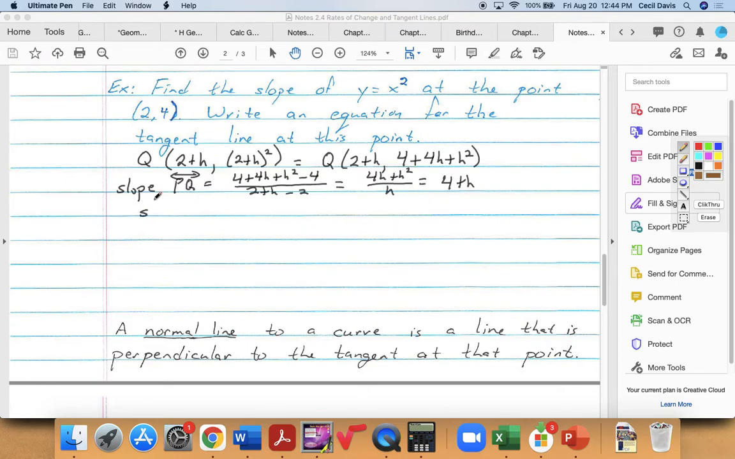Well, then the slope of the tangent is going to be the limit as that horizontal distance goes to 0, because as P and Q get closer and closer to one another, h, the horizontal distance between them, goes to 0 also. So as h goes to 0, 4 plus h is equal to 4. So that's the answer to the first part. Then write an equation for the tangent line.